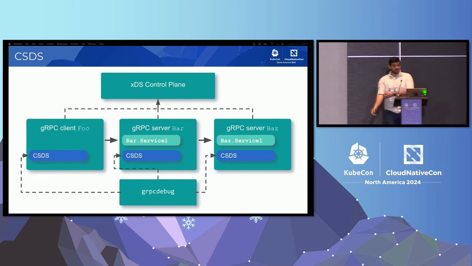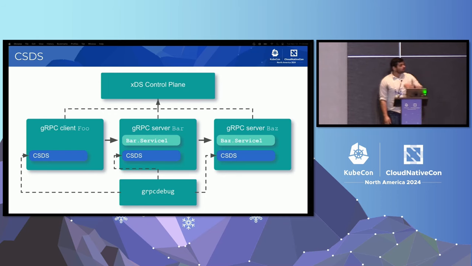So the final standardized service we'll go over is also for debugging, and it's also queryable via gRPC debug. But it is a little bit more advanced. CSDS, the client status discovery service, is used to query XDS state. As a very brief overview, gRPC implements much of the same service mesh functionality as Envoy. And to program gRPC clients and servers with this service mesh traffic management functionality, the gRPC library itself speaks the XDS protocol, the same protocol that Envoy uses to retrieve config from, for example, Istio.